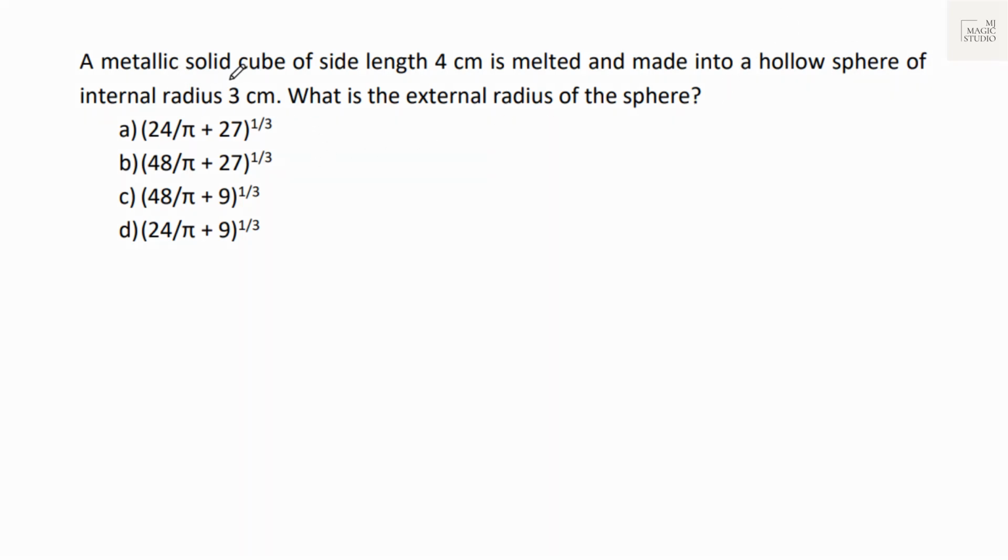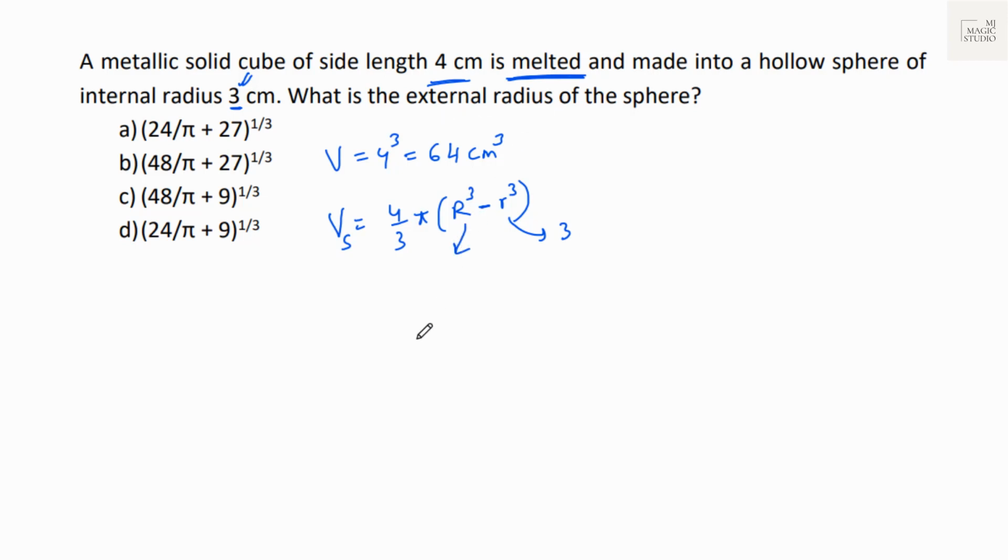A metallic solid cube of side length 4 cm is melted. Whenever it is the concept of melted, we need to find the volume of the first body. Volume of cube is 4 cube, that is 64 centimeter cube, and made into a hollow sphere of internal radius 3 cm. Hollow sphere volume is given by 4 by 3 pi R cube minus small r cube. Internal radius 3 is given, that is small r value is given 3. External radius capital R value is what they are looking out for.